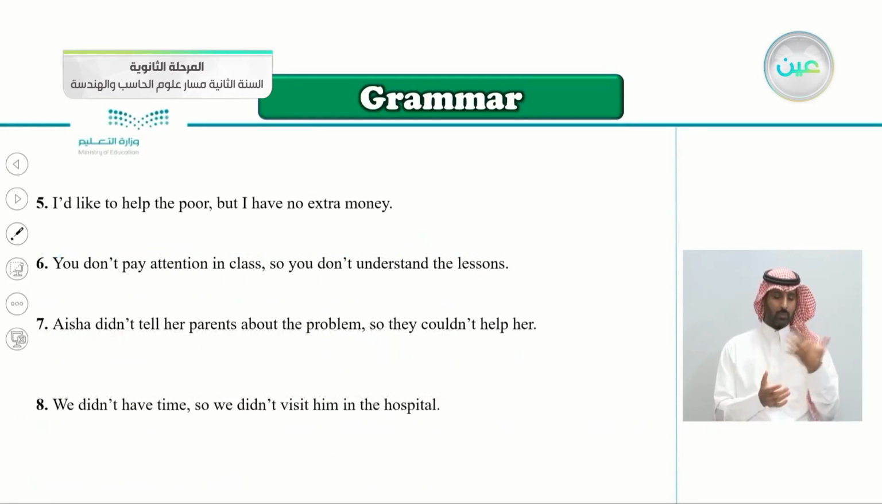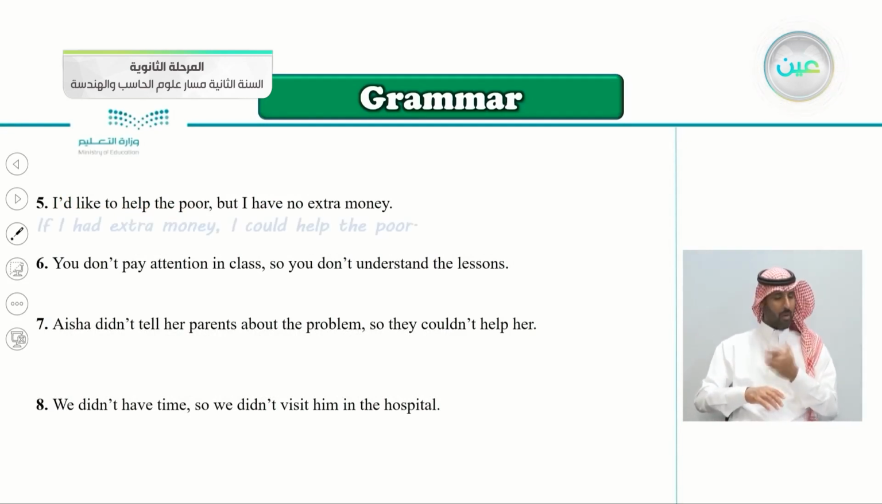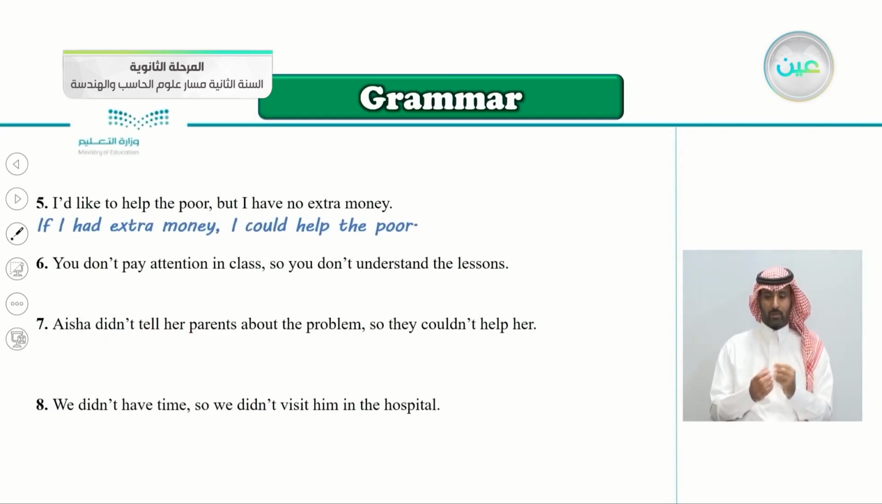Number five, I'd like to help the poor, but I have no extra money. I would, of course, here. Very good. If I had extra money, I could help the poor.